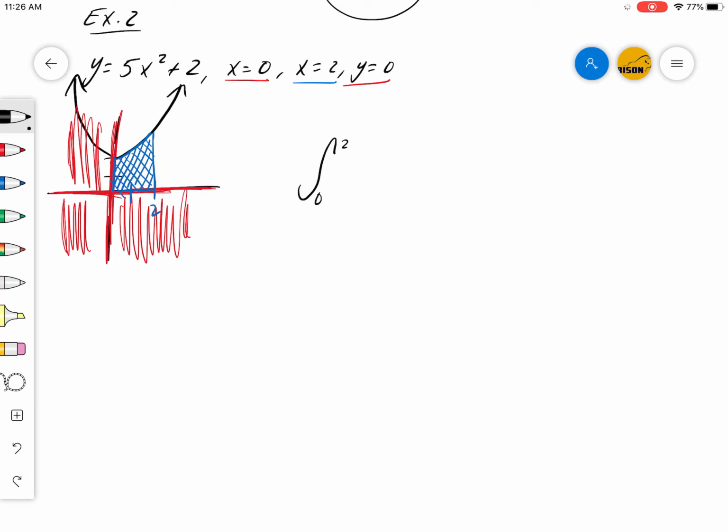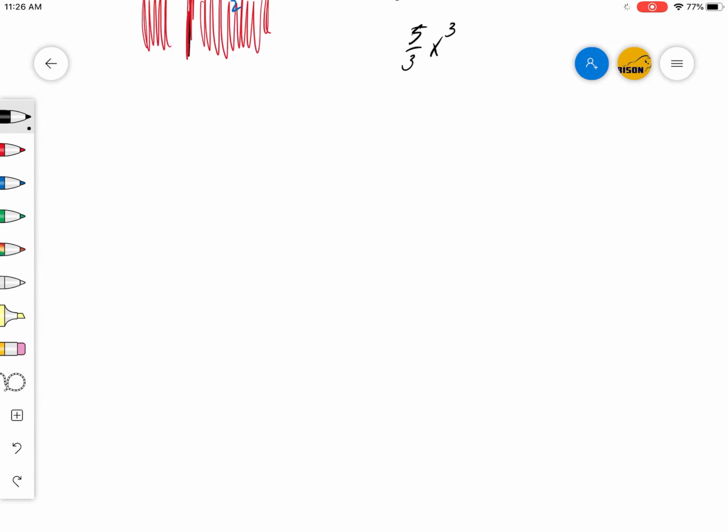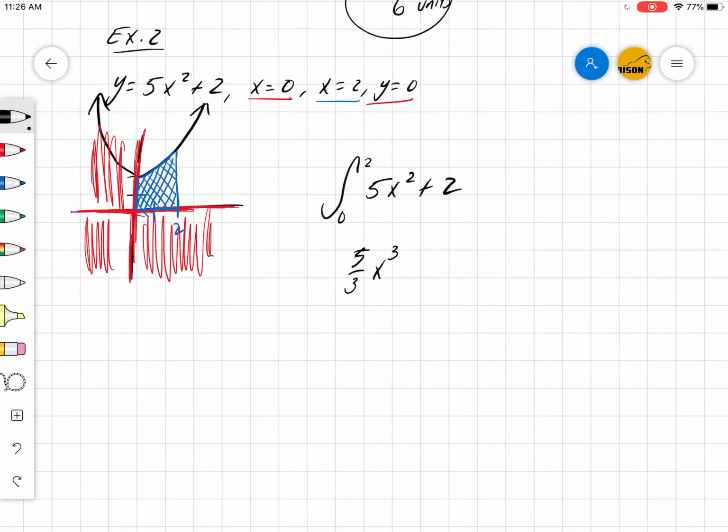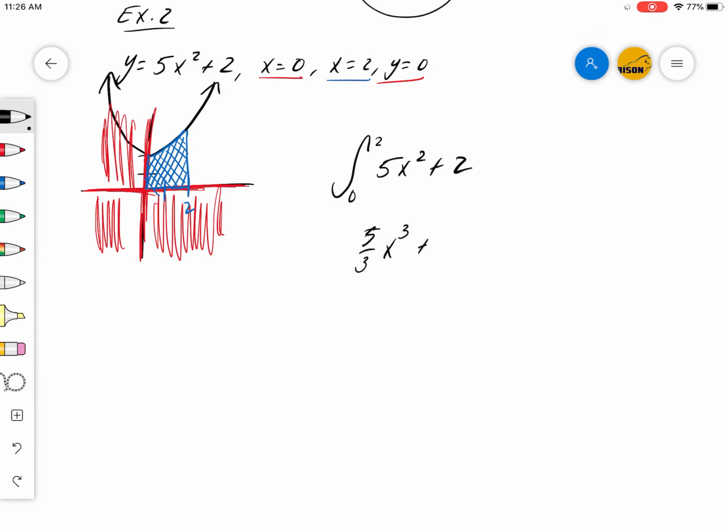I'm going to have the integral, this time I'm going from 0 to 2 because that's where my situation is bound from. And then I've got 5x squared plus 2. So let's integrate. Integrating 5x squared, add 1 to the exponent, and then divide by it. So that's going to turn into 5/3 x cubed. I prefer to write it like this than put the x in the top, but whatever y'all want. And then, whenever you have a whole number, you just have to add an x to it. Okay, that's from 0 to 2.